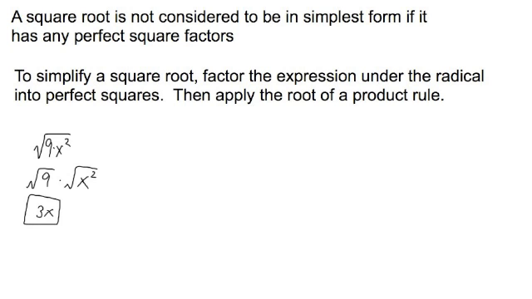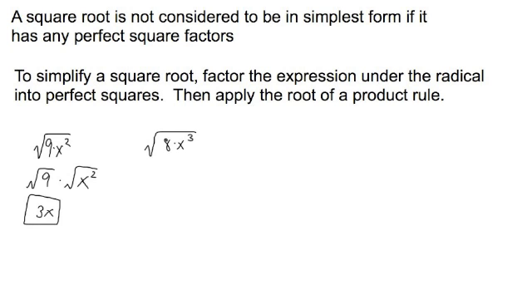Let's take another example. Let's consider the square root of 8 times x cubed. To simplify a square root, we need to factor the expression under the radical into perfect squares. Well, we notice that we have some factors because we're multiplying an 8 times an x cubed. However, 8 is not a perfect square because I cannot take the square root of 8 and get an integer. And x cubed is not a perfect square for reasons that we discussed in a previous video.